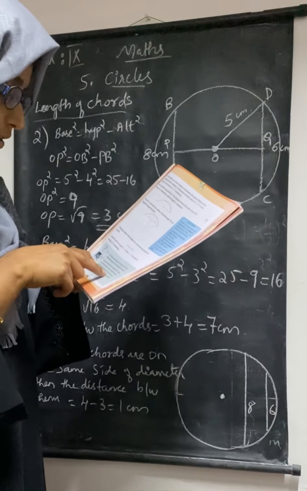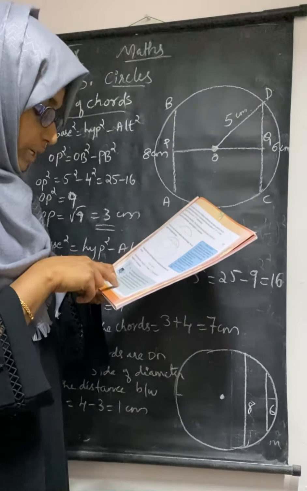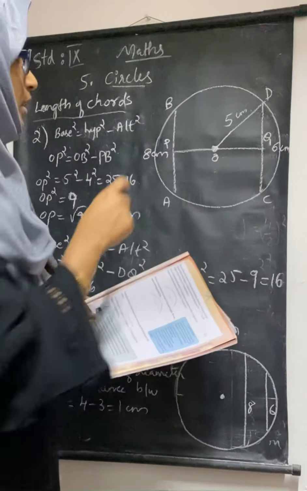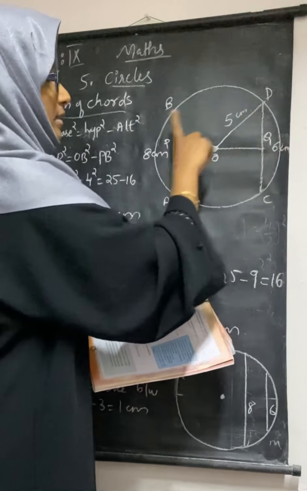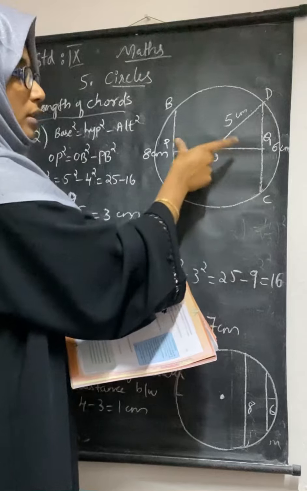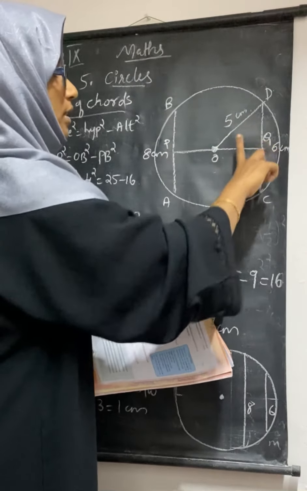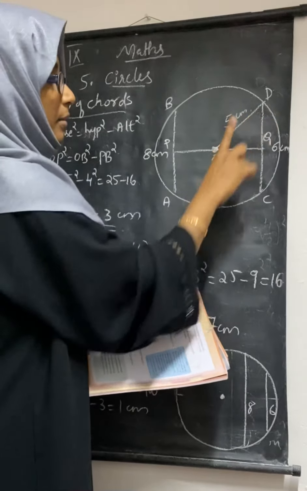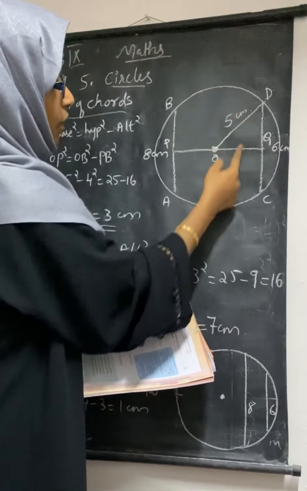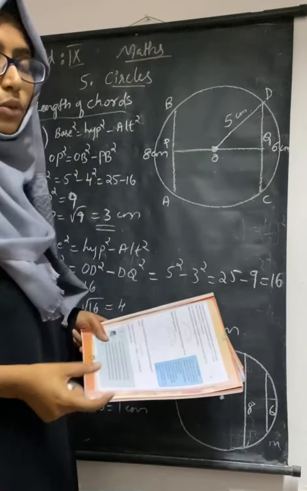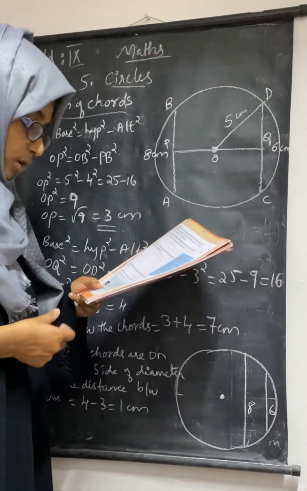Next, if parallel chords of these lengths are drawn on the same side of the diameter, what would be the distance between them? So here it is drawn like this. Opposite side like this drawn. That time you have to find out the distance. Or in another case, if these two chords come on the same side, means here only, what will be the distance between those chords is asking.